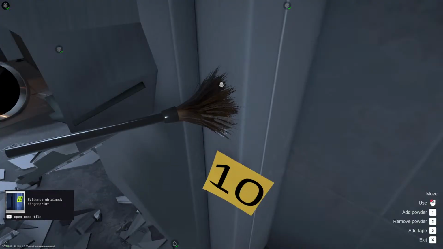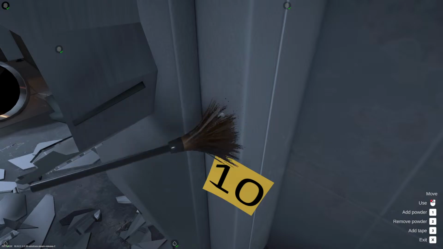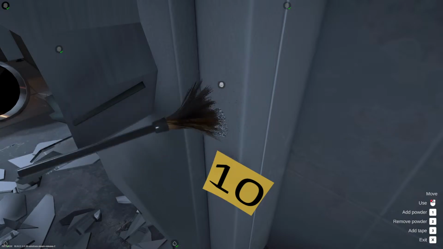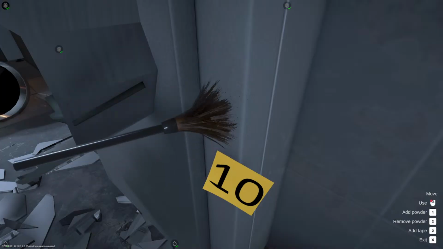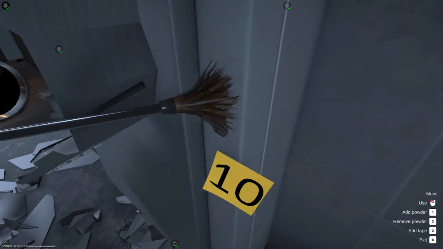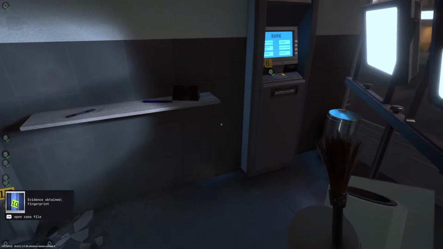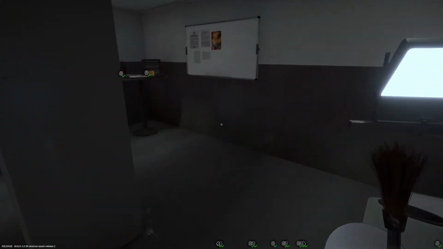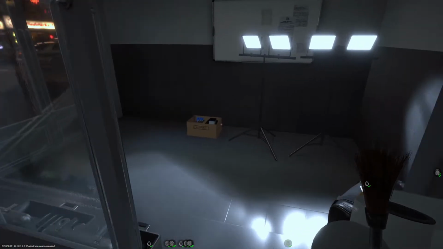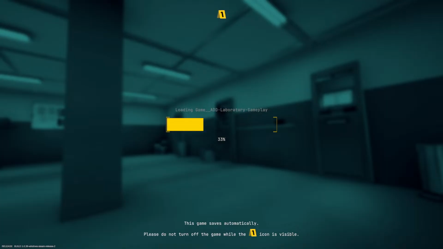Alright, I think this is the last fingerprint, and then we'll head back to the lab. See what we can figure out here. Alright, that's everything. Got all check marks. Yep, let's go ahead and head out. Let's see what we can discover here.